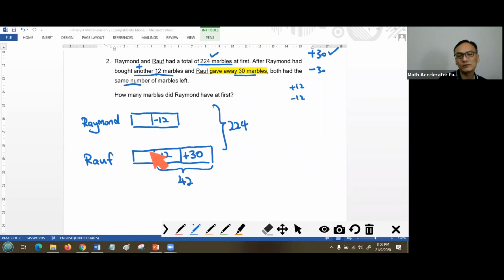So now, from here, this is 42. Let's take it that these are 2 units over here. So how do I find the value of these 2 units? We do a subtraction, am I right? So we're going to subtract 42 from 224. Can you let me know what's the answer?